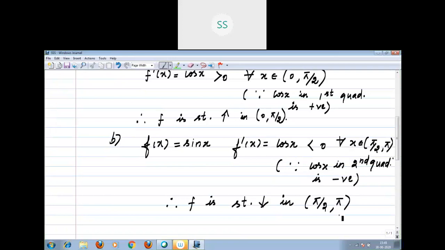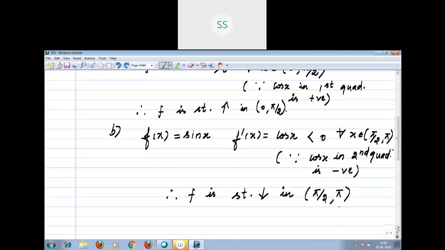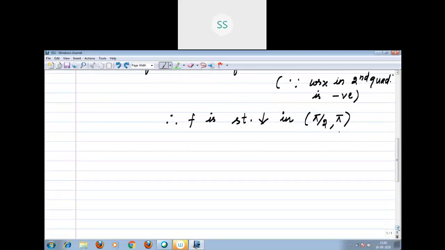The third one, what they are asking, you see: neither increasing nor decreasing. I will tell you one thing. The interval is given as 0 to pi. See, the first subdivision tells you that from 0 to pi by 2, the function is strictly increasing. Then between pi by 2 and pi, the function is strictly decreasing.